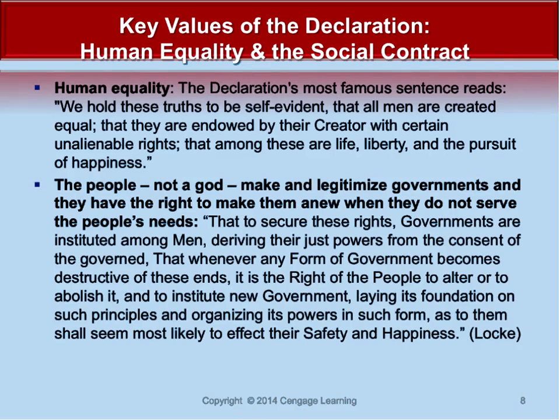And so the second idea, the idea of the social contract, is really pretty radical for the time. And by the way, it's one of the foundations of liberal political thought.